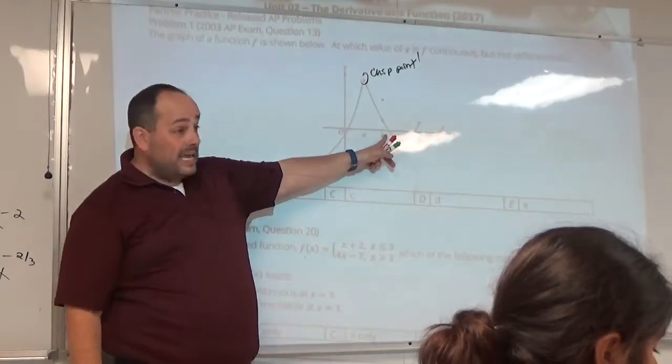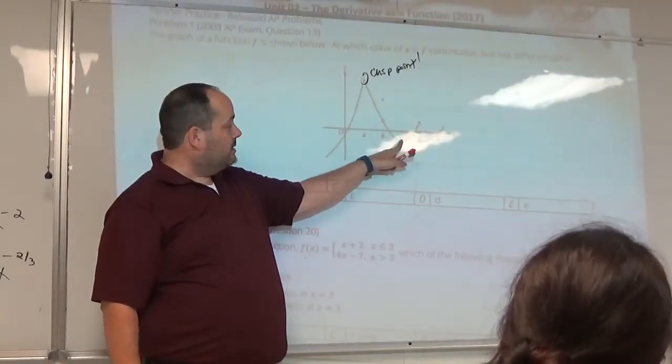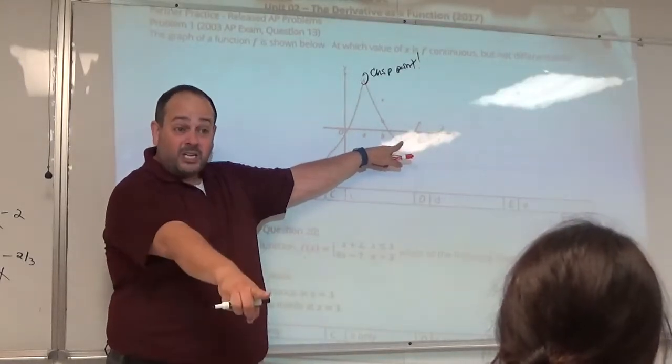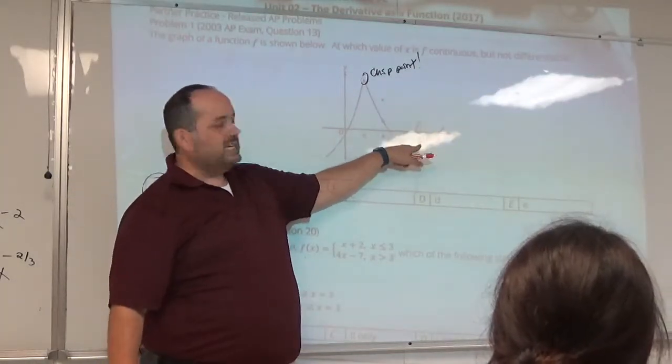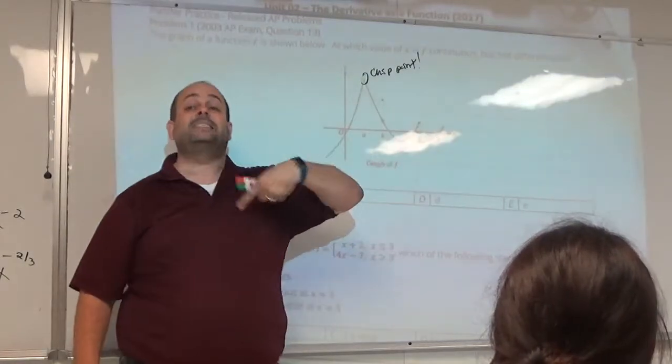Why don't we pick B? It's not continuous. The graph is not continuous. C? It's continuous and differentiable because the graph is smooth. At D, don't pick D. It's not continuous. At E, don't pick E. It's continuous and smooth. It's differentiable.